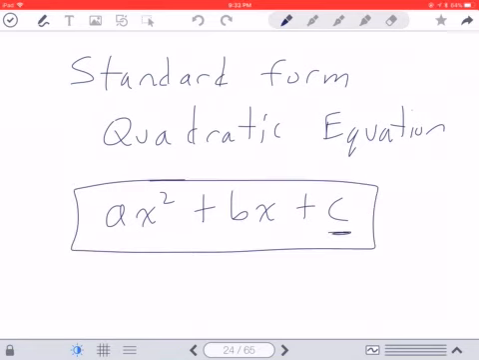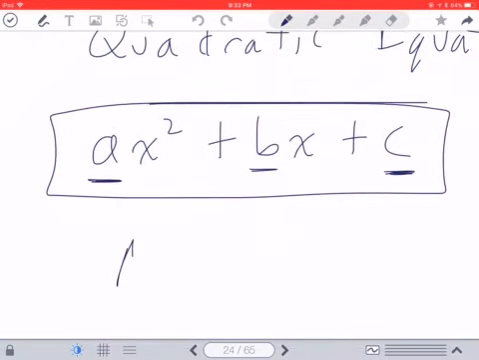So my constant is c, the last term. My middle number is b, and whatever's by x squared, usually a 1 to start out. We'll get into some later on in this chapter where it's not 1, but that's standard form for a quadratic equation. Kind of like standard form for a linear equation was ax plus by plus c.